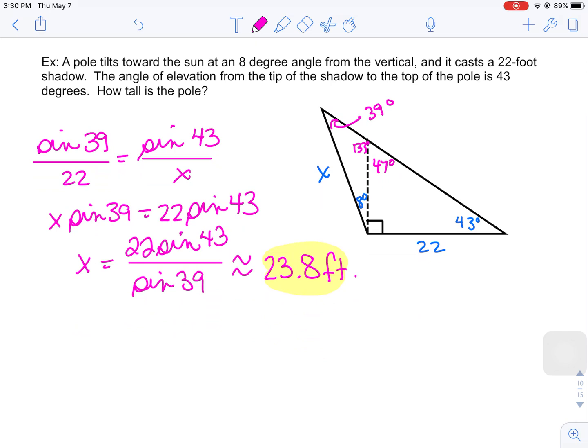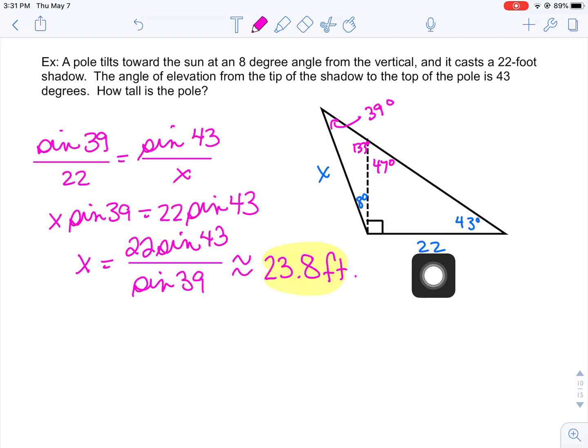Here's my answer. So I have a pole tilting towards the sun at an 8-degree angle from the vertical. So you can see that I've labeled that 8 degrees. And it casts a 22-foot shadow. So here's my shadow, 22 feet. The angle of elevation from the tip of the shadow to the top of the pole, that's here, is 43 degrees. I want to know how tall this pole is, even though it's not standing straight up and down.